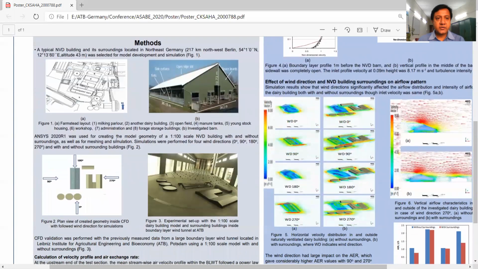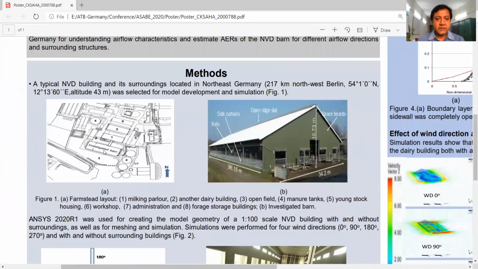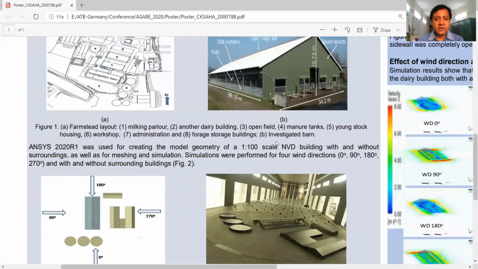For the study, we have considered a typical natural ventilated building and its surroundings located in Northeast Germany. If we look at this figure 1, you can see that this is the investigated barn surrounded by a milking parlor, another dairy building. On the other side is the open field, and there are manure tanks, etc. And you can also see in figure 1b the dimensions of the typical natural ventilated dairy building.